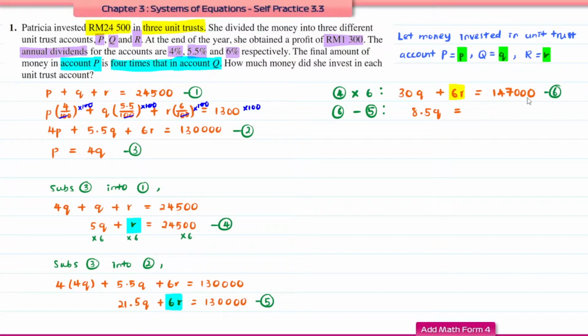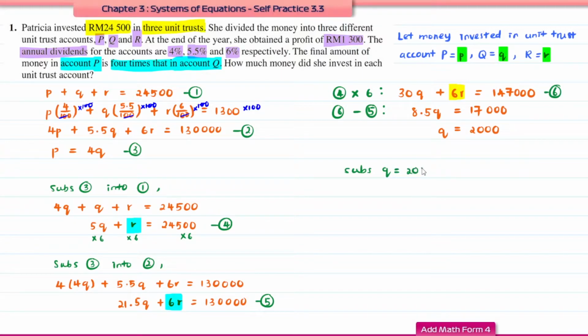And 147,000 minus this 130,000 is going to be 17,000. So Q is equal to 17,000 divided by 8.5, which is equal to 2,000. So the amount of money that Patricia invested in the unit trust account Q is equal to 2,000 ringgit.